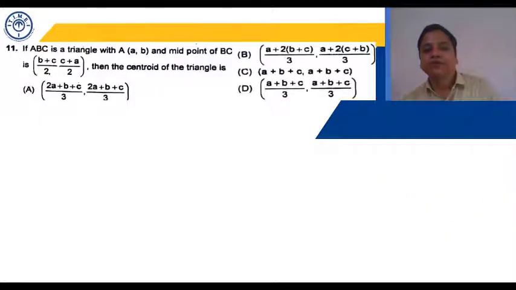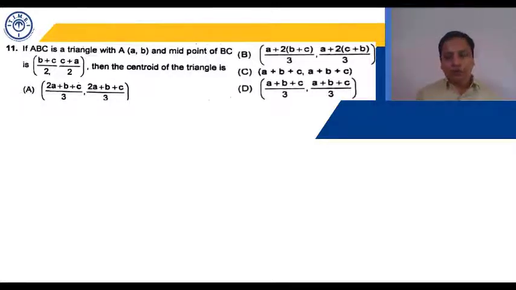Now moving to question 11. If ABC is a triangle with vertex A given as (a, b) and the midpoints of BC and CA are (b plus c) by 2 and (c plus a) by 2, then the centroid of the triangle is. Had the vertices been given as x1, y1, x2, y2, x3, y3, then the centroid comes out to be (x1 plus x2 plus x3) by 3, (y1 plus y2 plus y3) by 3.